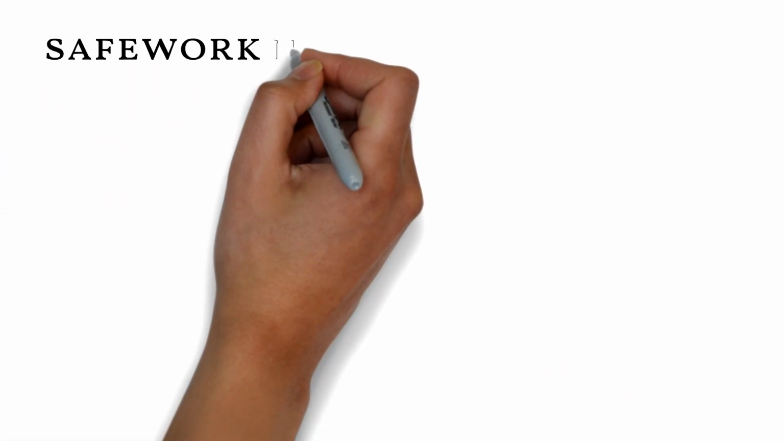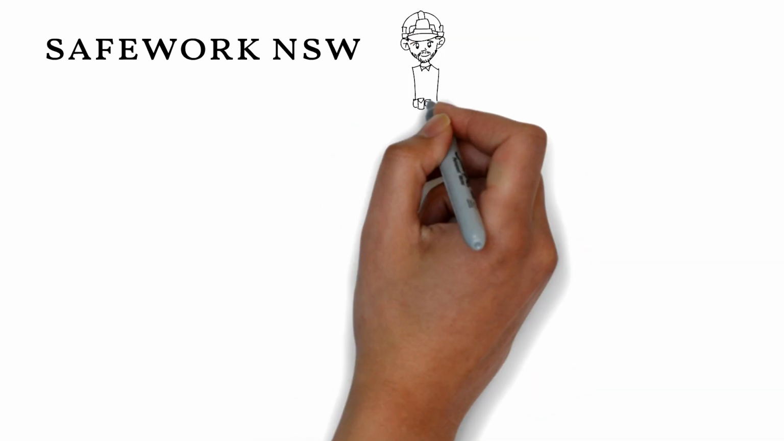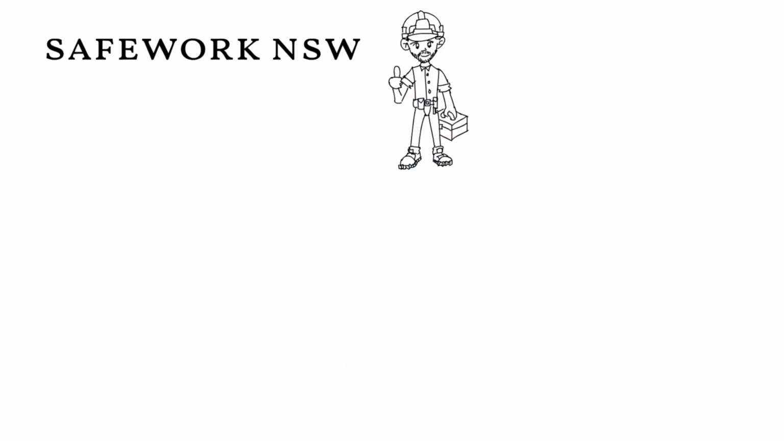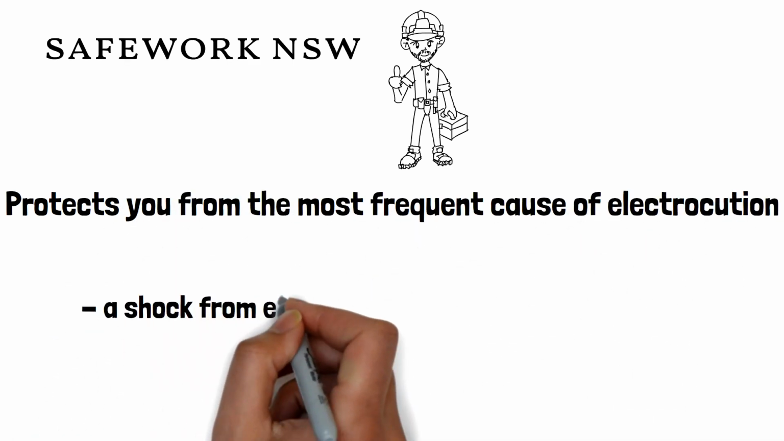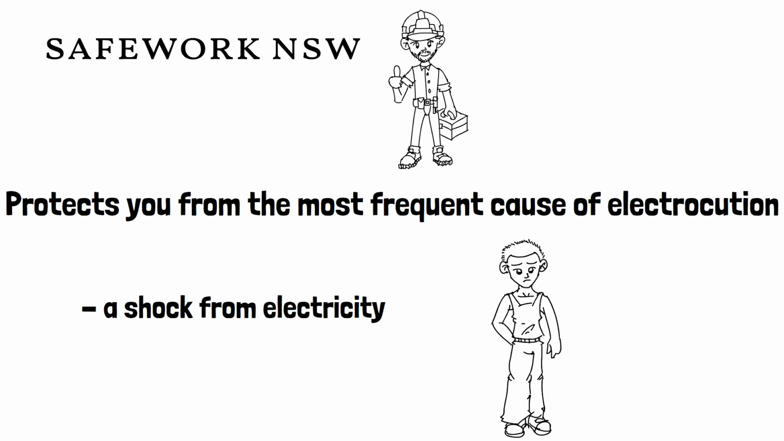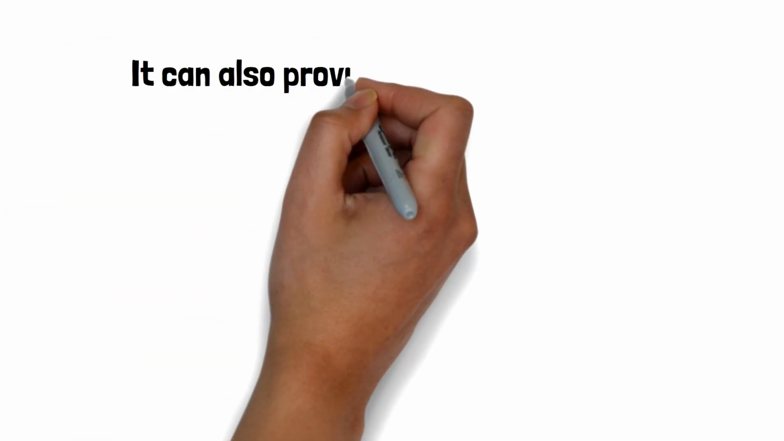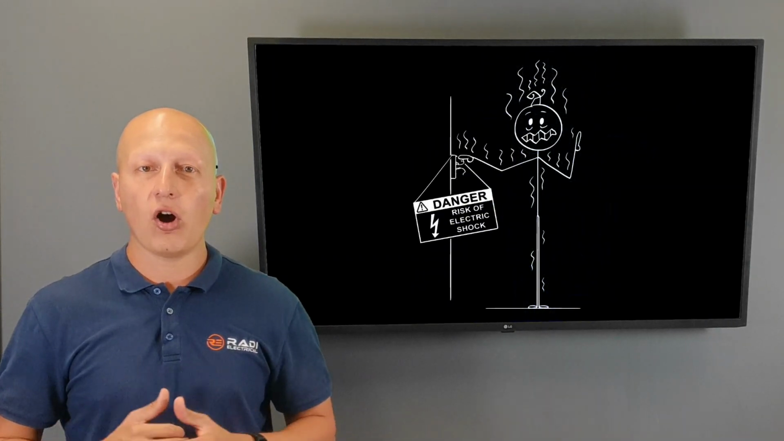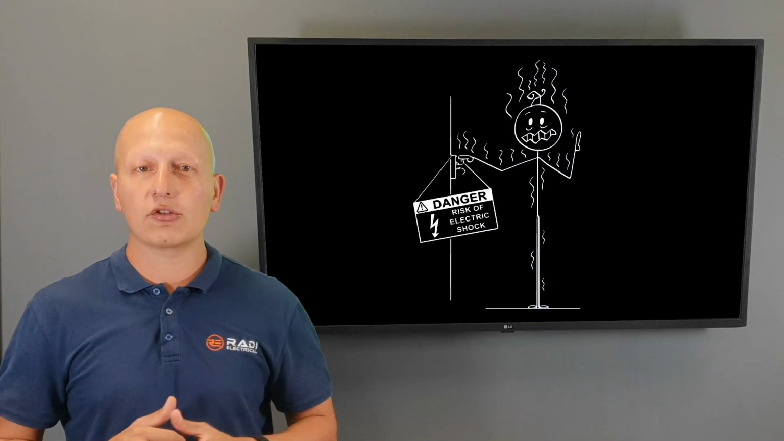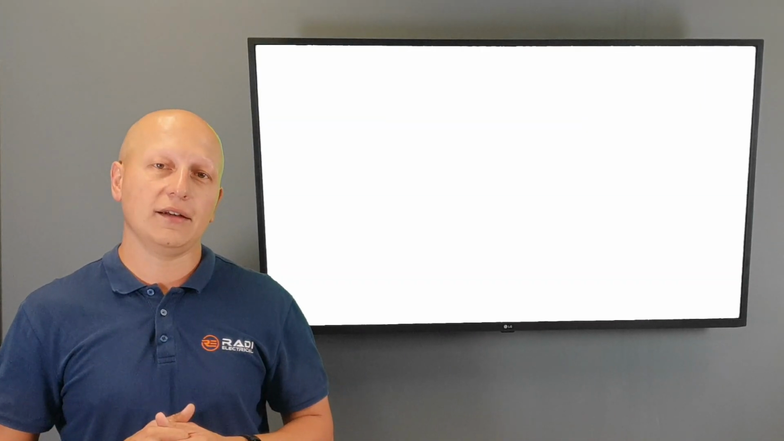Safe Work New South Wales defines an RCD as a residual current device or safety switch that protects you from the most frequent cause of electrocution, a shock from electricity passing through the body to the earth. It can also provide some protection against electrical fires. So, put simply, RCDs are electrical safety devices designed to immediately switch off the supply of electricity when a leakage to earth is detected at harmful levels. They offer high levels of personal protection from electrical shock. So that is what an RCD is.